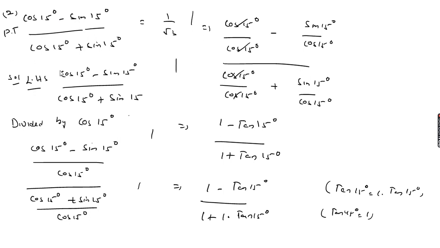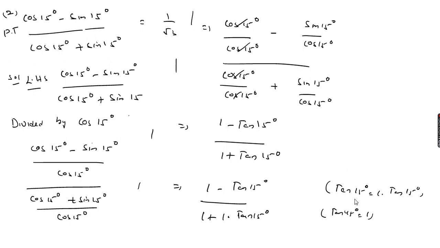First we have to take the LHS. Here we divide by cos, because we need to prove that it is a tan. Tan is nothing but sin by cos. For that, we take it divided by cos 15 and separate the numerators: cos 15 by cos 15 degrees minus sin 15 degrees by cos 15 degrees, and cos 15 degrees by cos 15 degrees plus sin 15 degrees by cos 15 degrees. These two cancel and it can be written as 1 minus tan 15 degrees by 1 plus tan 15 degrees.